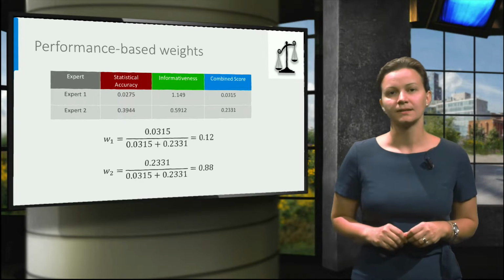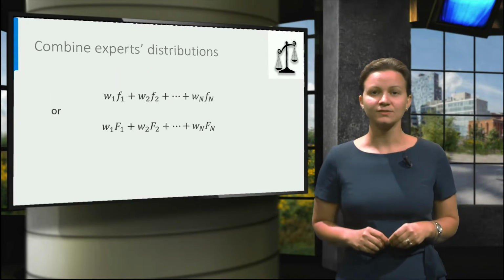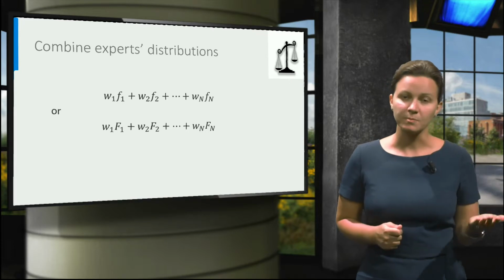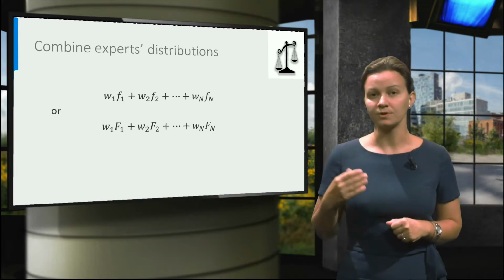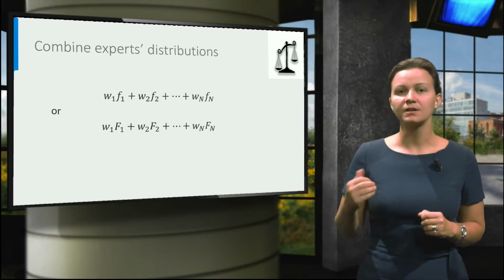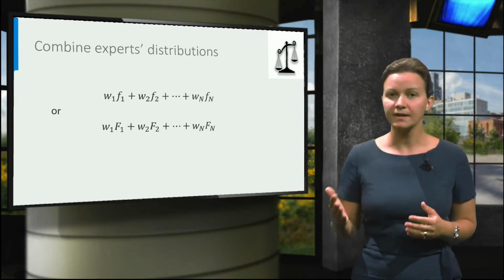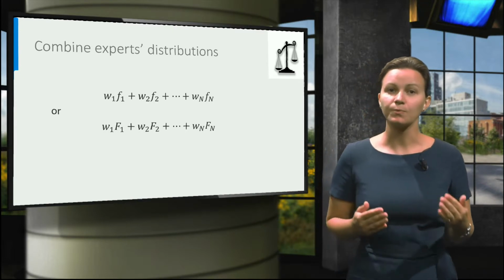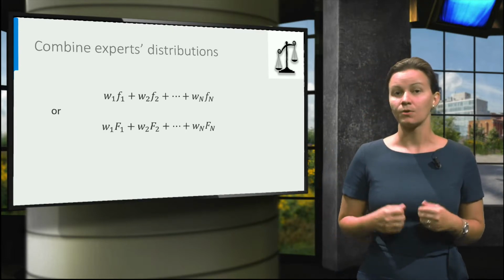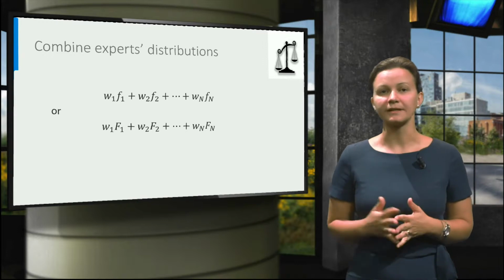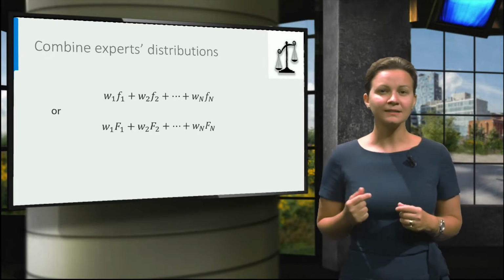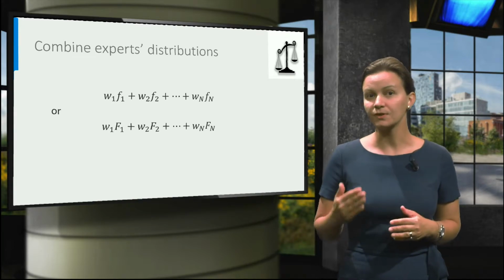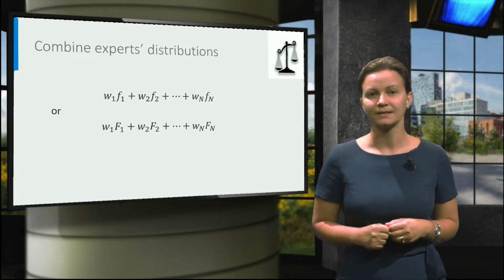These normalized weights allow us to combine experts' distributions, either the probability density functions, denoted by small f, or the cumulative distribution functions, denoted by capital F. So the classical model proposes a weighted averaging model, or a performance-based linear pooling. Note that the combined distributions also result in a distribution, since the weights are normalized.